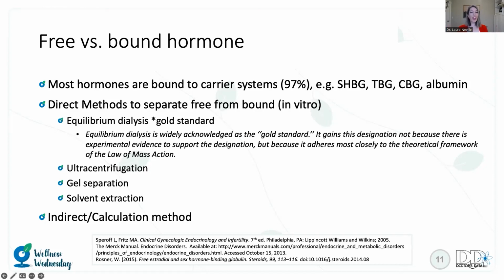That's the whole goal. There are what are called direct methods that can separate free from bound, but this is done in vitro in a kind of simplified laboratory setting. And what is considered to be the gold standard, the best of the best way that we can do this, is through something called equilibrium dialysis. And this is the gold standard of the direct method.